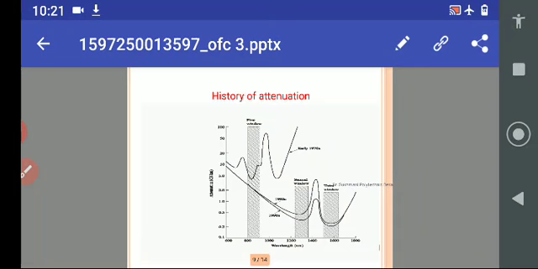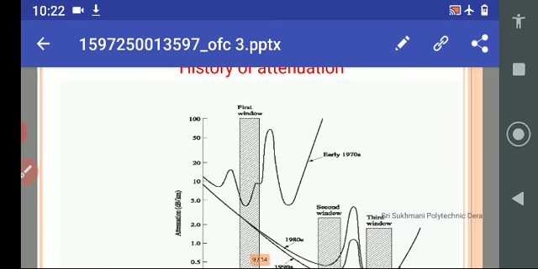The history of the attenuation: we have already discussed that we will choose certain wavelengths among the n number of wavelengths available to us. The prime reason is that at certain selected wavelengths we experience minimum attenuation or losses. So the history of attenuation explains at which point the optical fiber is experiencing minimum attenuation.